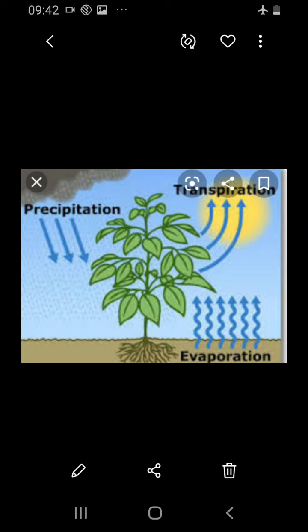Good morning, students. Today, let's start our class with transpiration. So, we are seeing in this lesson about transportation in plants. Now, let's see about transpiration.